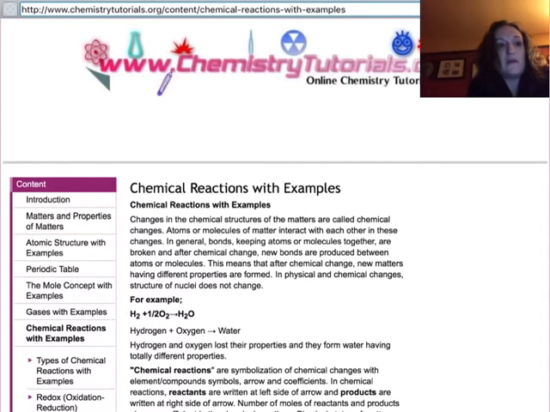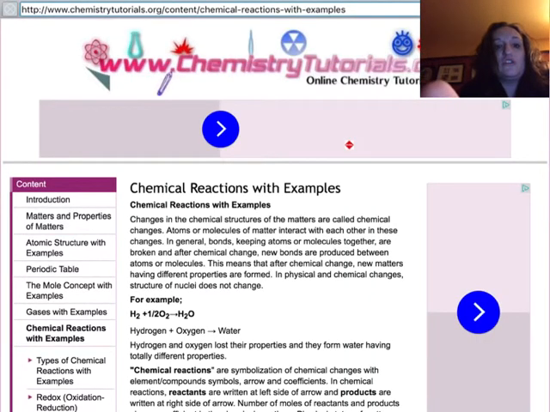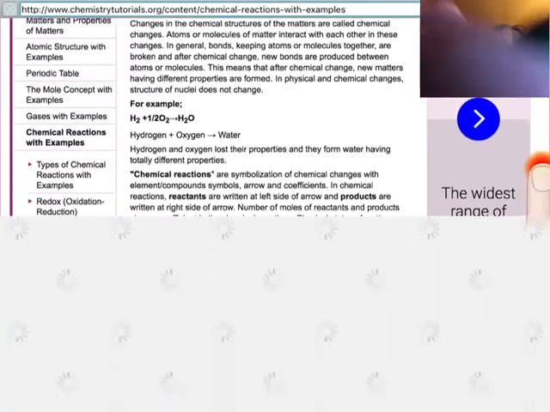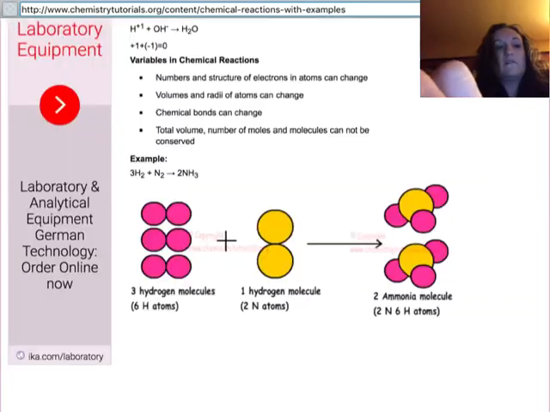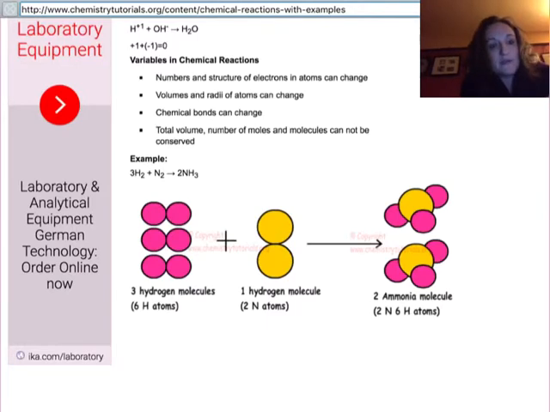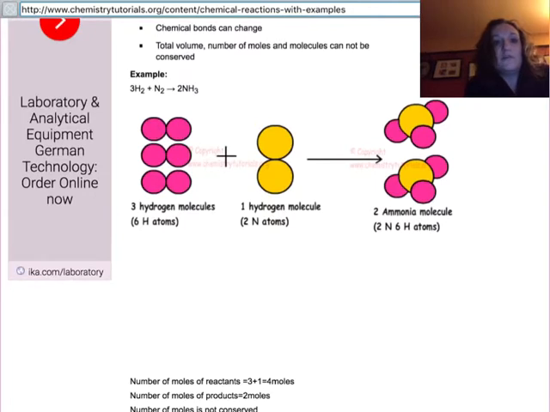And I wanted to quickly show you an example of a chemical reaction using symbols instead of the letters. So I pulled up a website here, and okay, I have my pen.